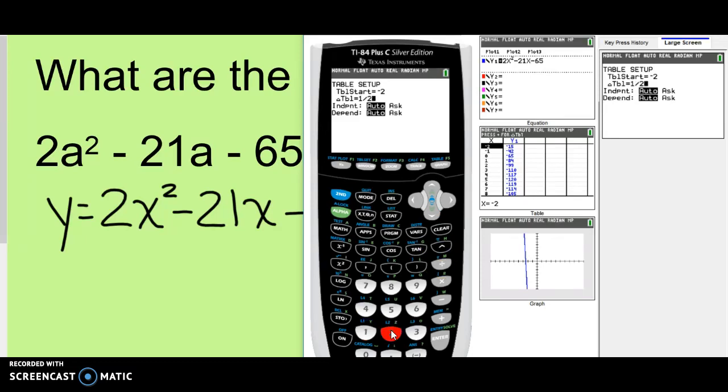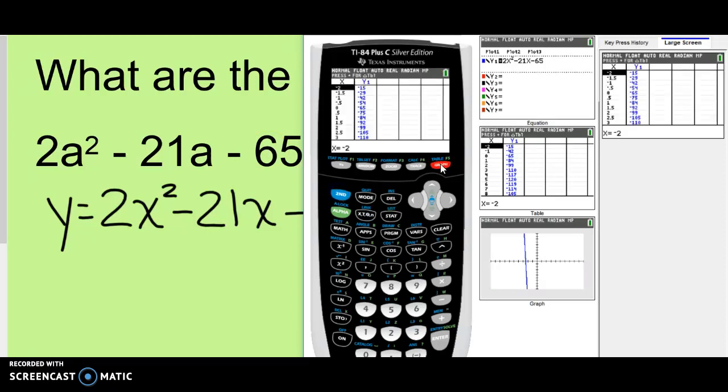All right, I'm going to go now into my table and see if I can find where my y will be 0. Okay? So I think it's going to be, it looked like it was over onto the left side of my 0. So I think it's at about negative 2.5. There's one of them, okay, but I don't have the other one.